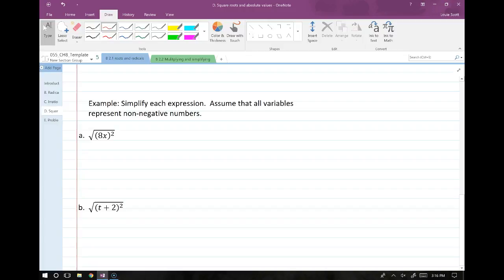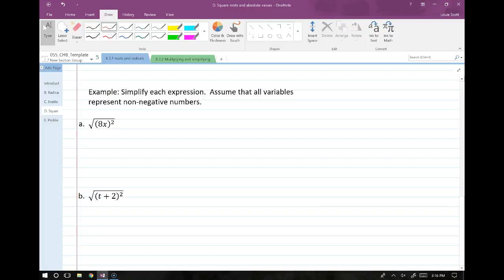Okay, so on these next ones, we're just going to simplify all these expressions, and we're going to assume that the variables represent non-negative numbers, and that way we can avoid any weirdness. So remember, all I do is I pop out what's in the middle. Whatever's squared and has the square root taken of it just comes right out on the other side. So 8x, boom, comes out.